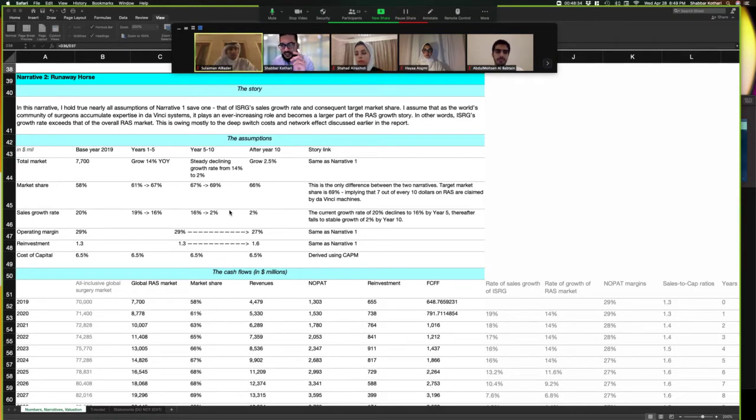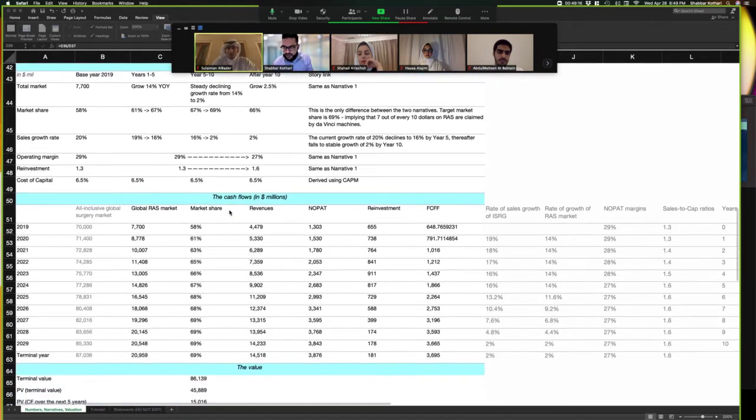I kept all these things the same: market growth assumption, operating margin, reinvestment, cost of capital. What did I change? I called narrative 2 runaway horse, which is to say it's a bit more optimistic than narrative 1. And here's where the optimism came. I said that 58% is going to grow. That 58% market share of ISRG, they're going to control more of it tomorrow. In this field of theirs that's going to grow at 10% over the next 10 years, I say more RAS dollars are going to go towards ISRG.